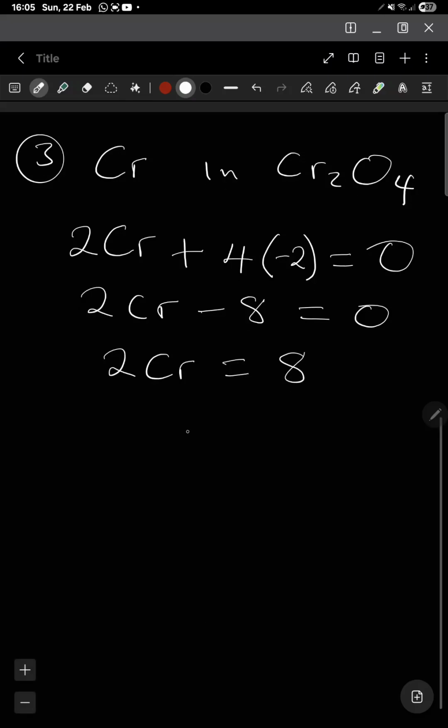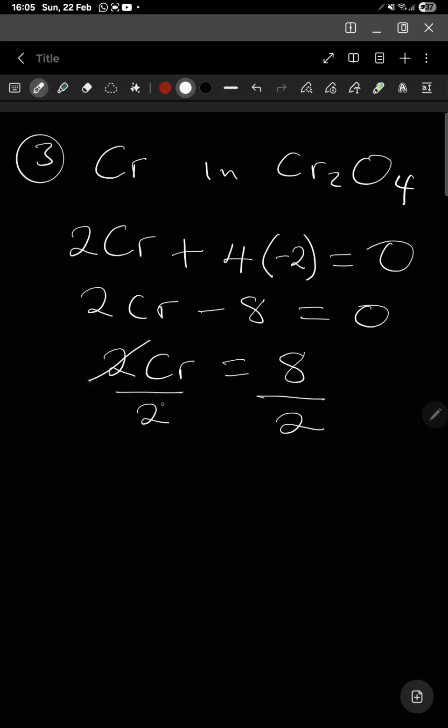Now, in this case, if we divide by 2 on both sides of the equation, we are now going to remain with the chromium alone. So we are going to divide this by 2 by 2, and therefore the oxidation number of chromium is going to be +4. So that's how you get to calculate the oxidation numbers.